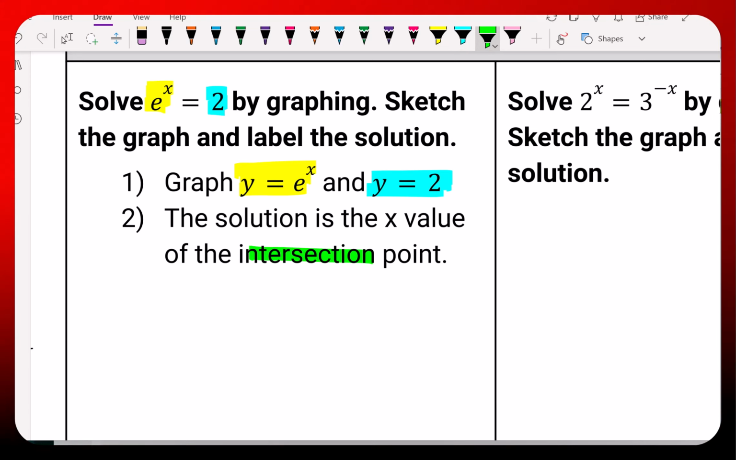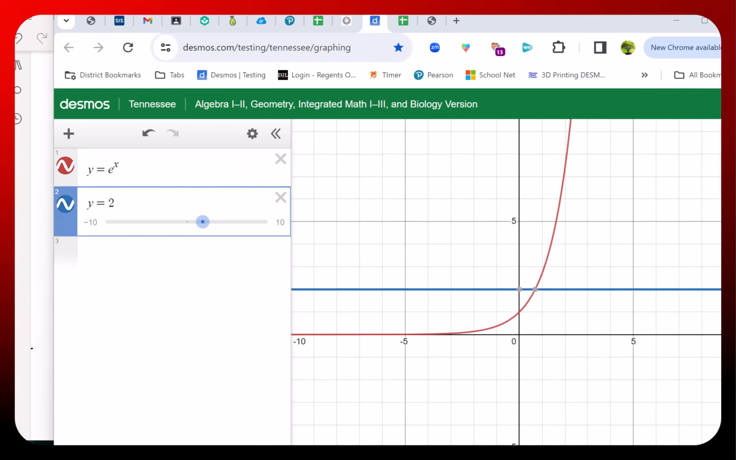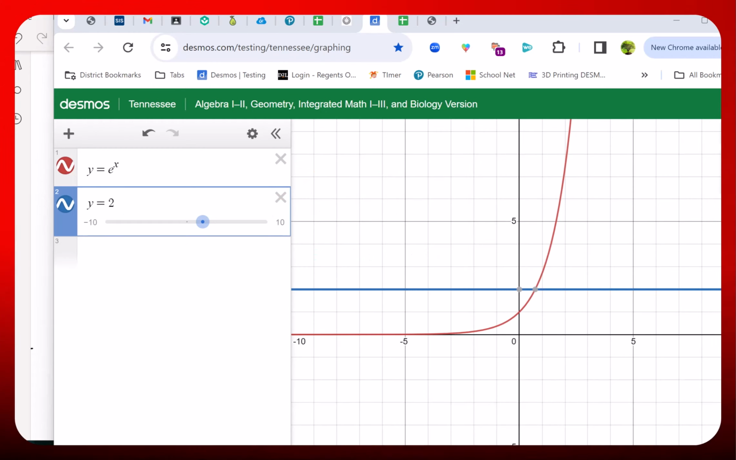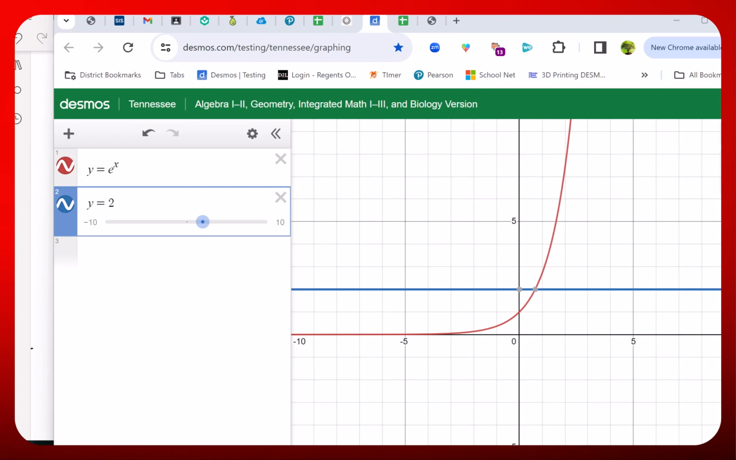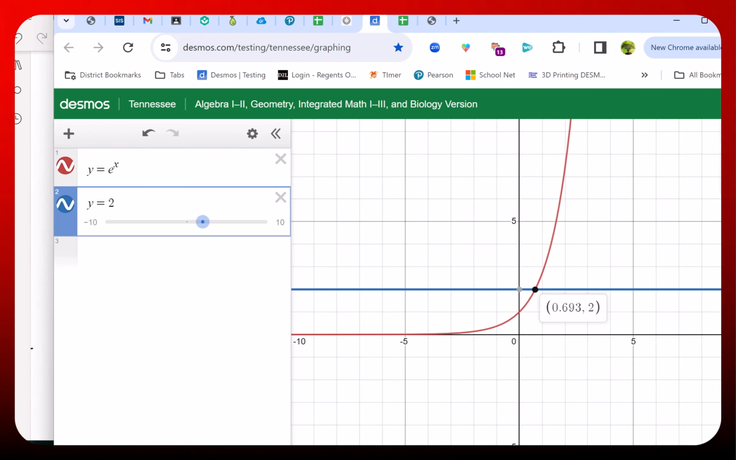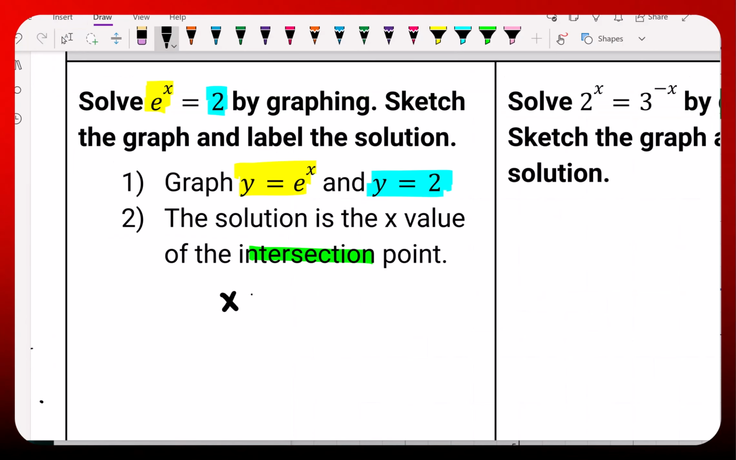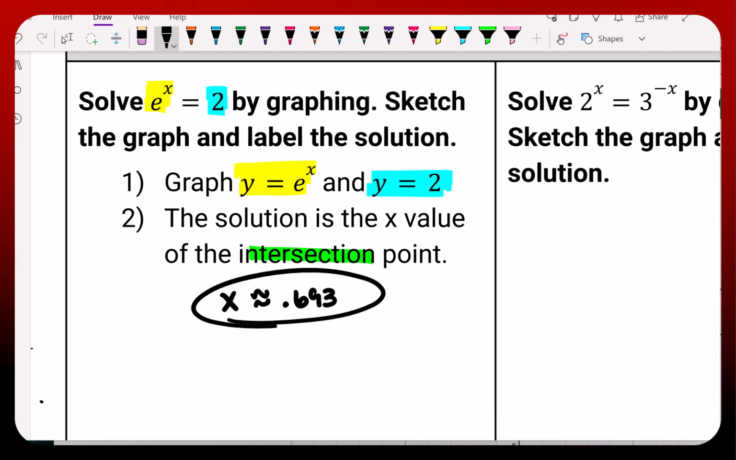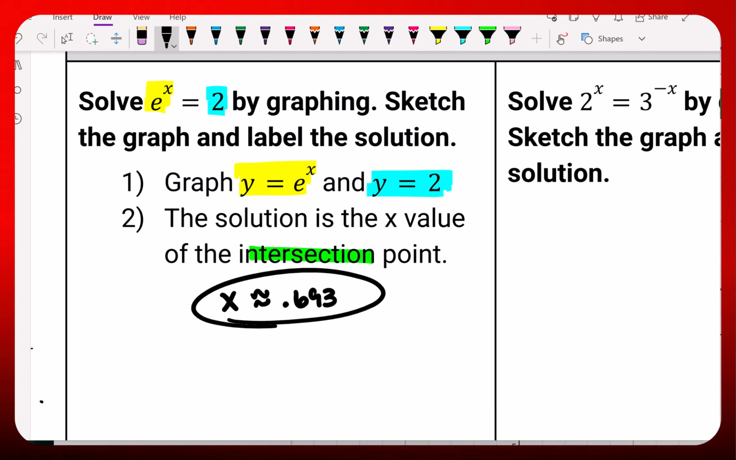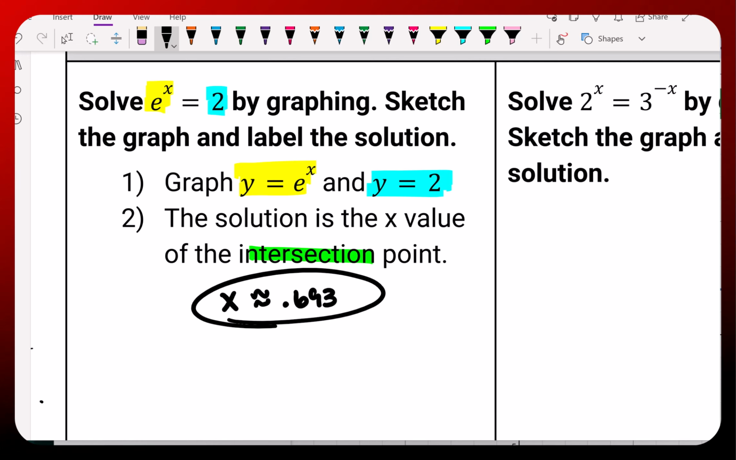So let's pause the video, let's graph it on Desmos, and let's see what we get. Okay, so as you can see, I've graphed the left-hand side of the equation here and the right-hand side here. And all you have to do is click on the intersection point here, and it gives you the x value when y is 2. So our solution is going to be 0.693. And anytime that you find the intersection point, remember Desmos is going to round it to the nearest thousandth.